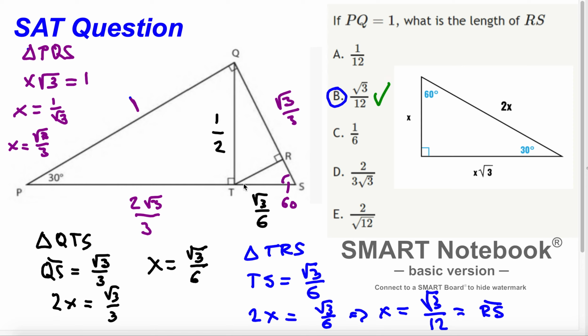However, if we want to find TR, this here is going to be square root of 3 times x, and square root of 3 times square root of 3 is 3, divided by 12 is 1/4. So this long leg of the triangle TRS is 1/4. And this here, as we already said, is the square root of 3 divided by 12.